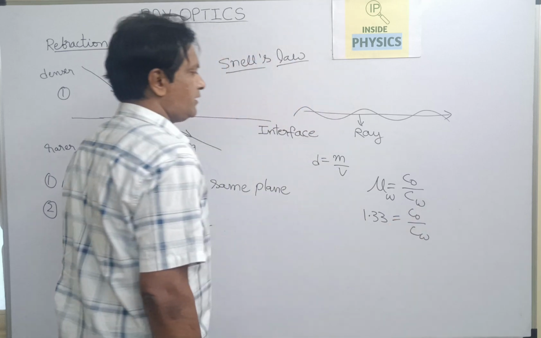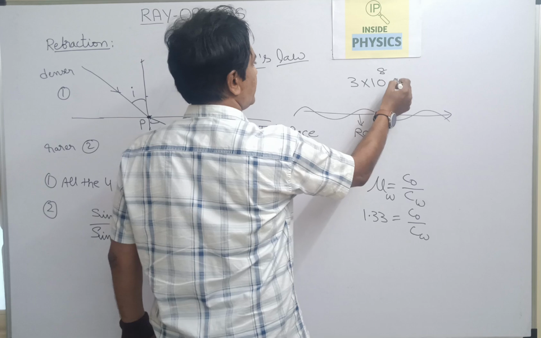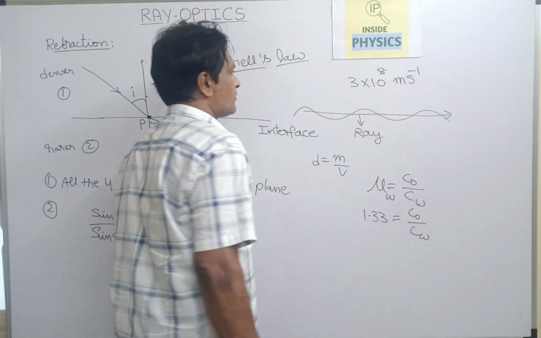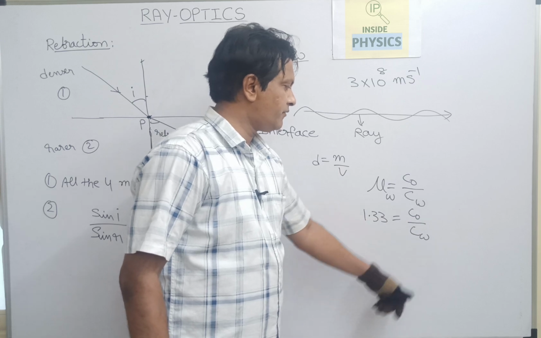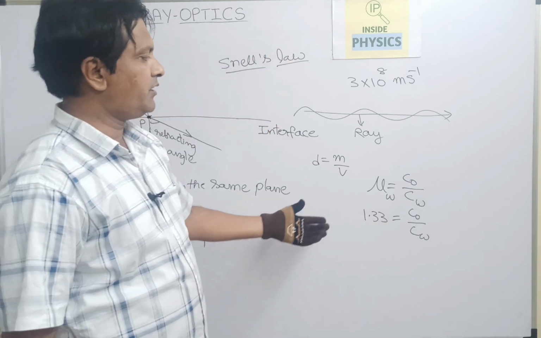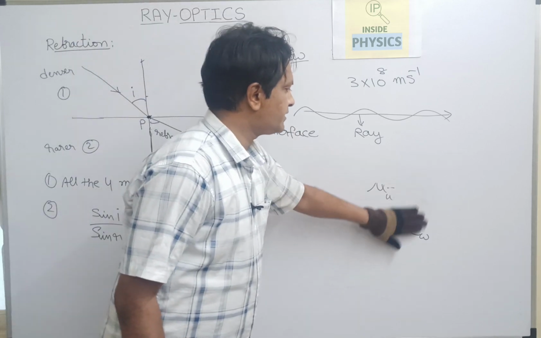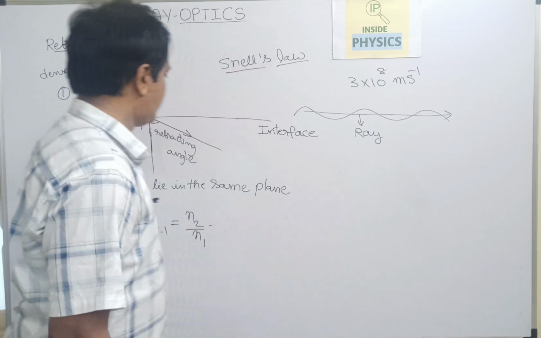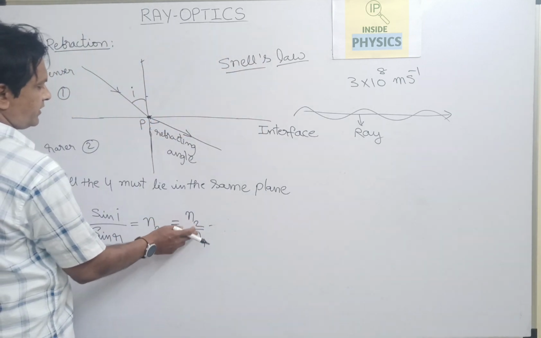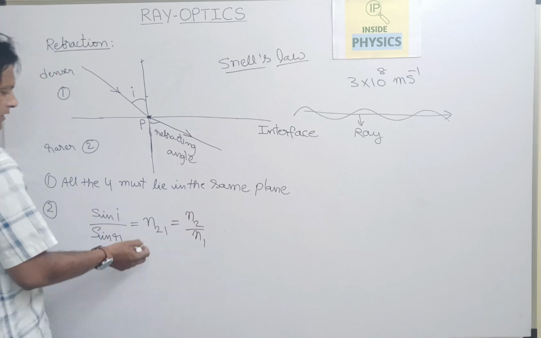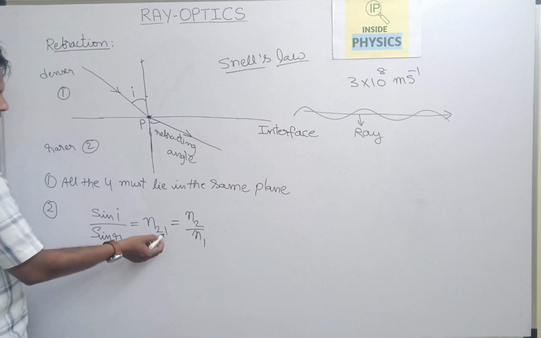We always know the speed of light in air is 3 into 10 to the power of 8 meters per second. So in this way, substituting the c naught value, we can find the speed of light in water. This is an example of how we understand the refractive index of a particular medium. Here by Snell's law, sin i by sin r is equal to the ratio of the refractive index of the second medium to the first medium. Here we have written n2 by n1. That means the light is propagating from the first medium to the second medium.